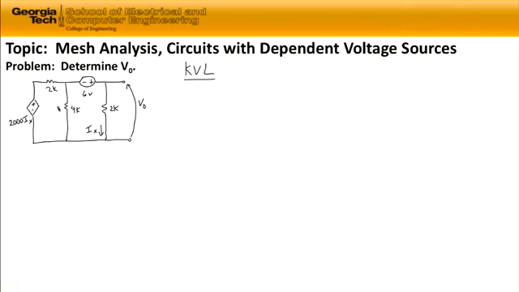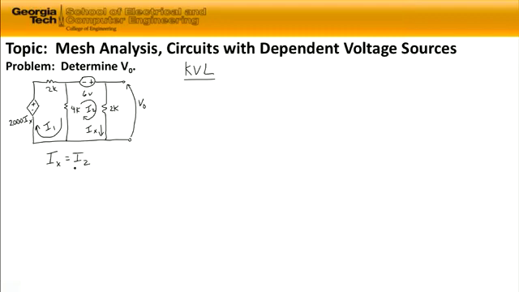So we're going to start with assigning our meshes. Our first mesh we're going to assign in a clockwise fashion on the left-hand side, and we're going to call the current through it I sub 1. And you might imagine the next mesh is going to be on the right side of our circuit, and it's going to have a mesh current I sub 2. We immediately notice that I2 is equal to I sub x because it's the current flowing down through the 2 kilo ohm resistor. So we can write that down to help us out.